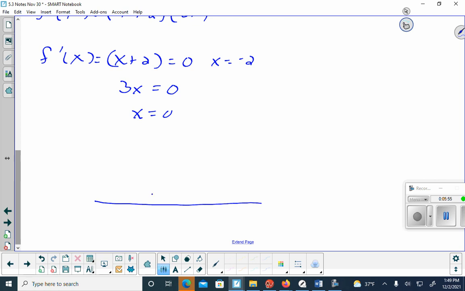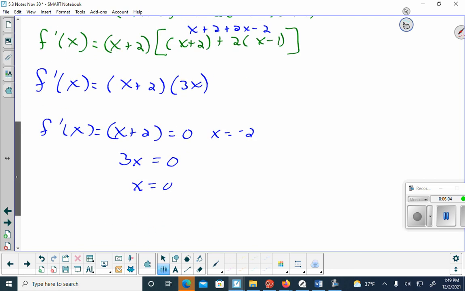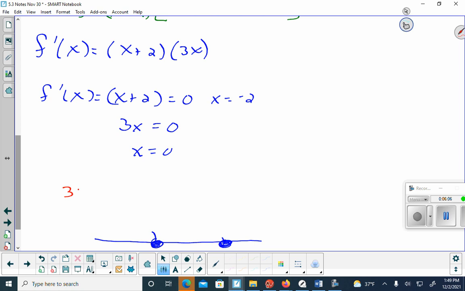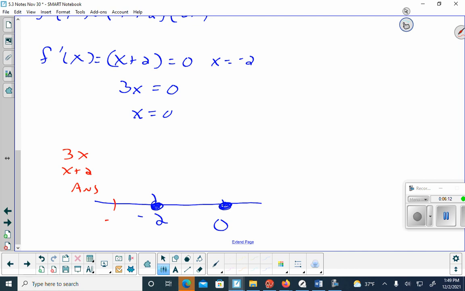I'm just pondering for a second. So the parts of my derivative are 3x and x plus 2, yes? And then I did my answer. And then you pick something less than negative 2, something in between, something more, yes? So negative, negative, positive. Negative, positive, negative, positive.